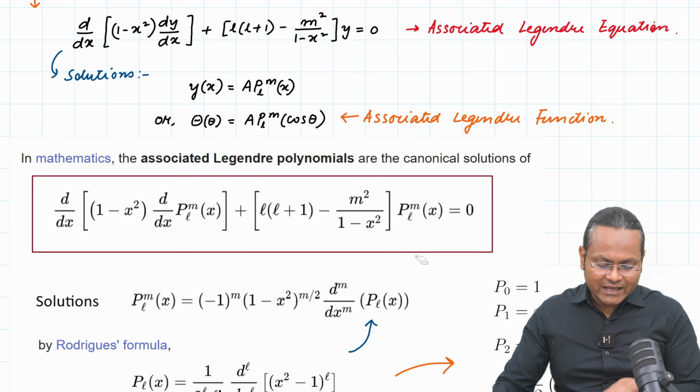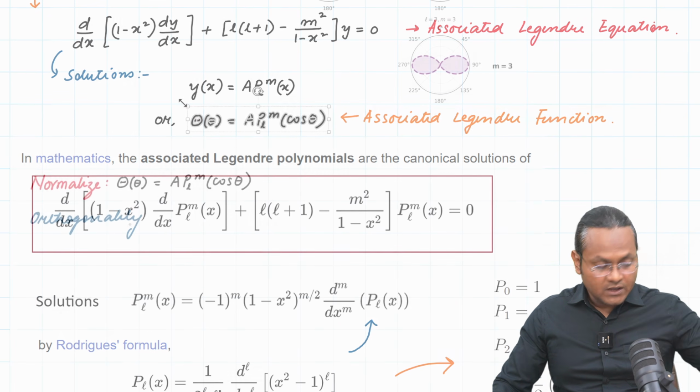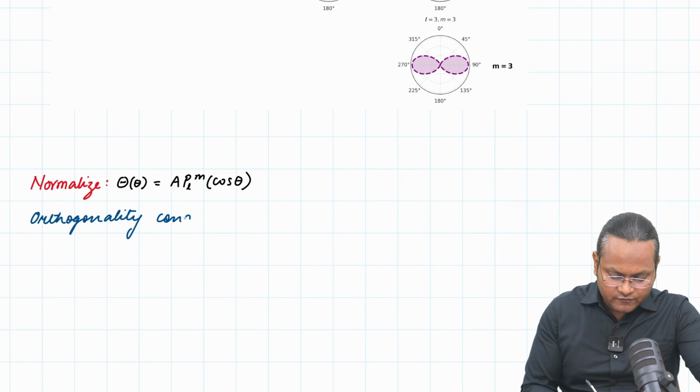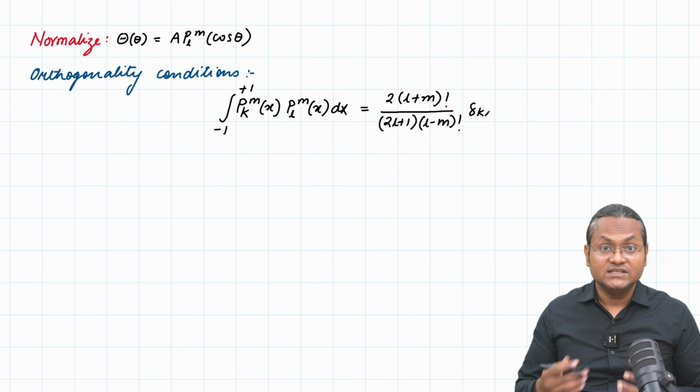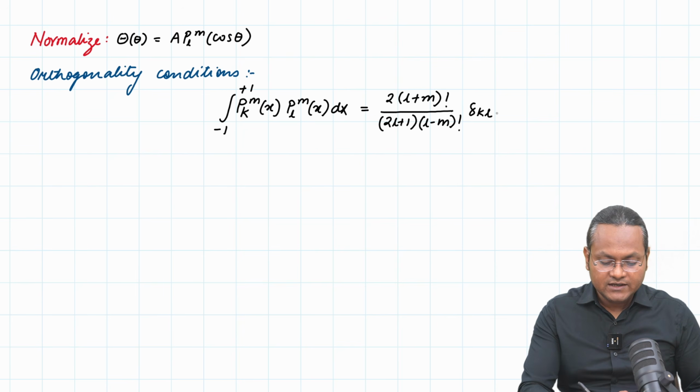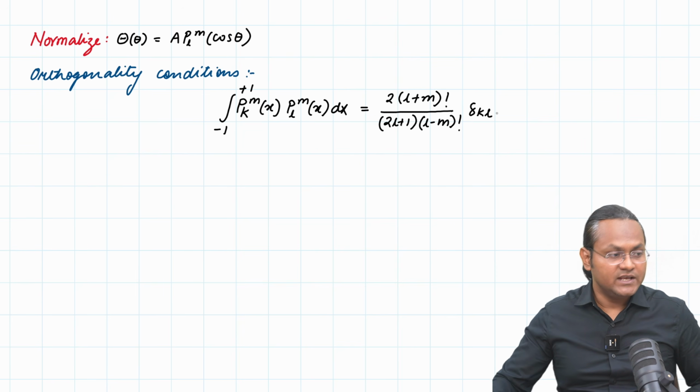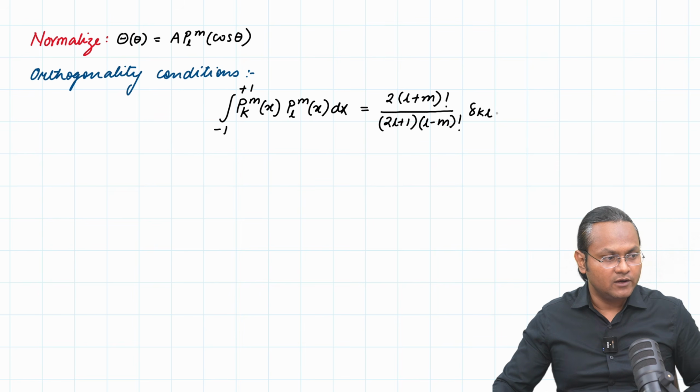But before that, I can also try to normalize it. Since you end up getting a lot of different Legendre function solutions, some of them are orthogonal to one another. That means if you integrate one with the other, you end up getting 0 or a non-zero value. And the detailed nature of that particular condition is essentially given by this particular formula.